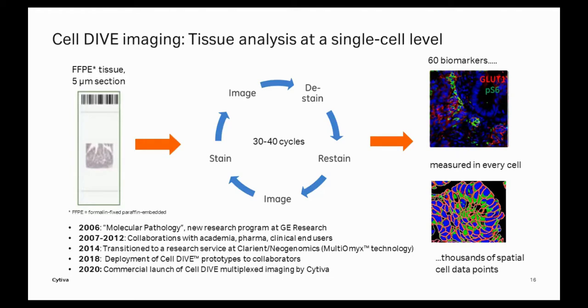But just to shortcut it to the end, we fast forward 10 years, and in that time we transitioned, we developed our workflows, we optimized them, and we transferred it to Clarient and NeoGenomics as the multi-omics technology, and that was offered as a service.